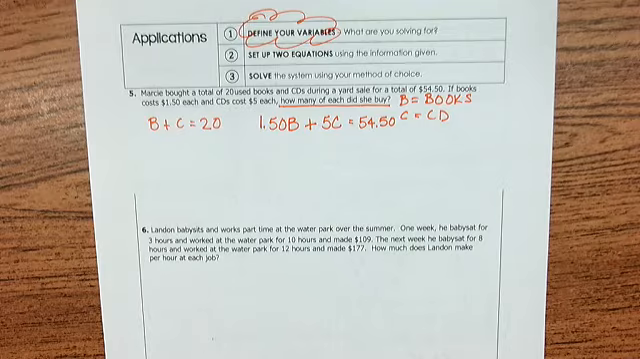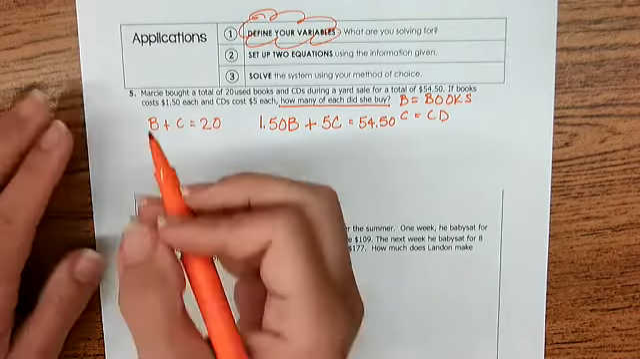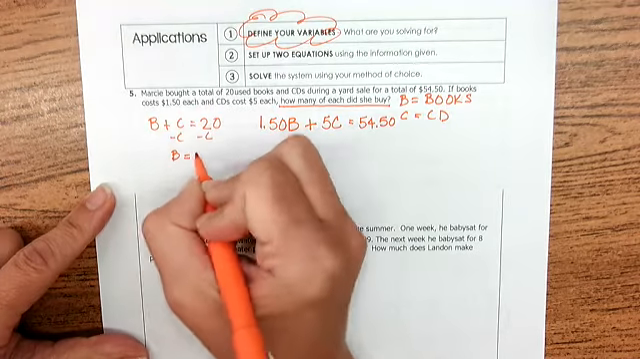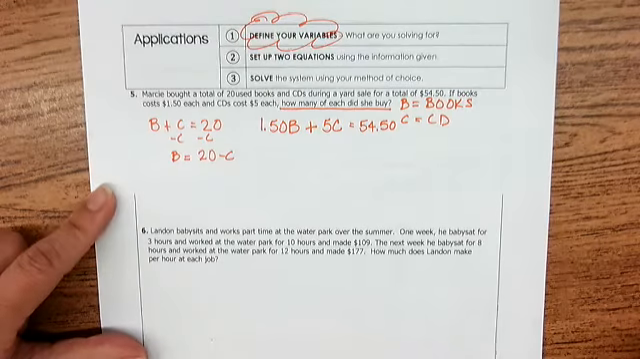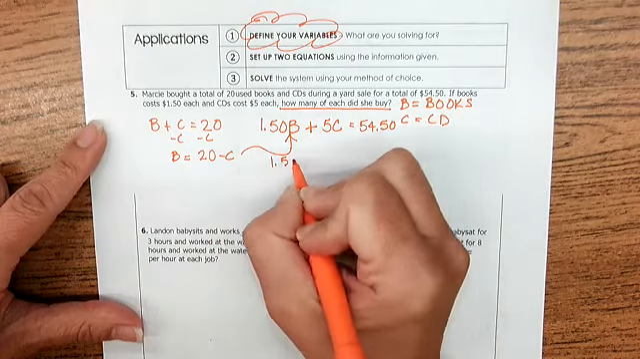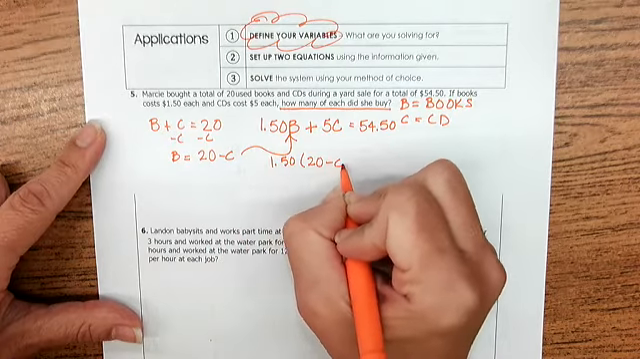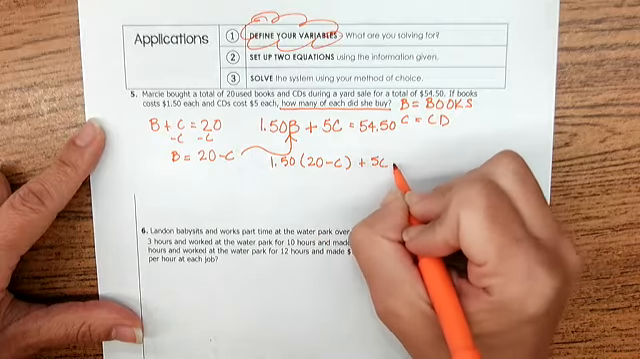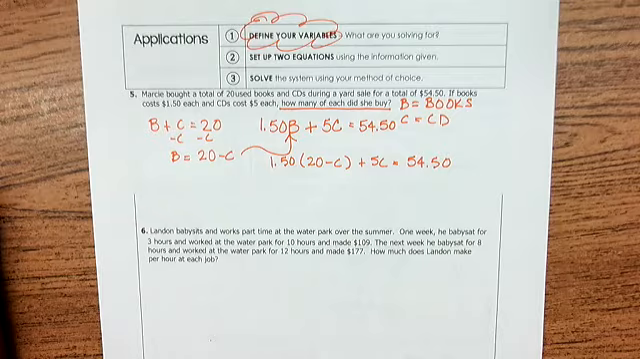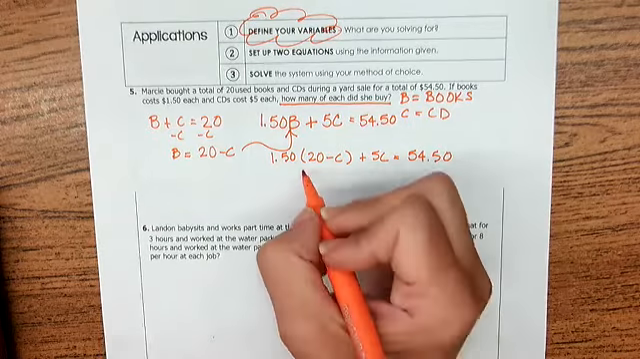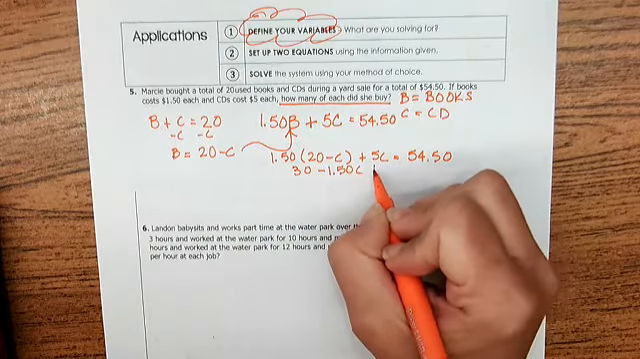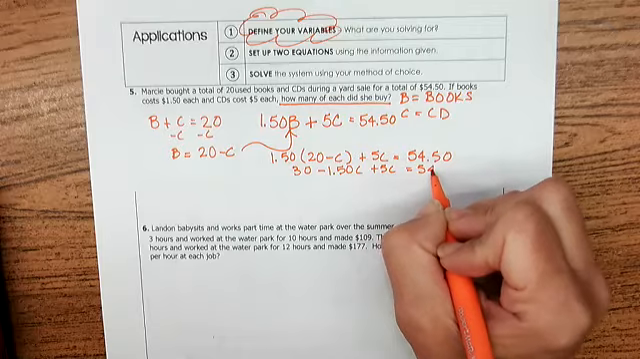I'm going to use substitution. I think substitution is a little bit easier. I'm going to solve for B, C, whatever. I'm going to subtract C. Books, 20 minus C. And I'm going to substitute in 1.50 times 20 minus C, plus 5C is 54.50. I do have my calculator with me. I just don't want to mess this up. Distribute, get 30 minus 1.50C plus 5C is 54.50.